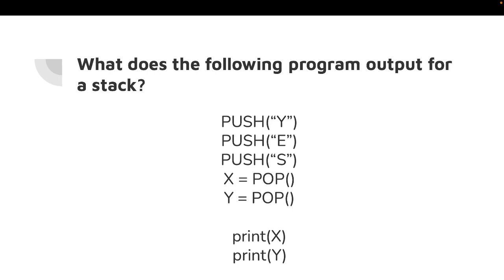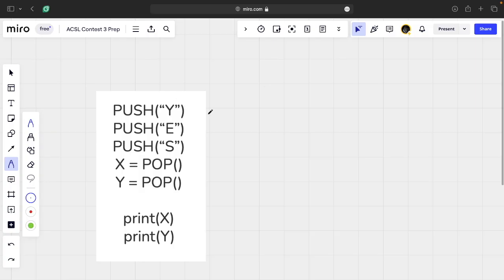What does the following program output for a stack? For a stack, the first one is push Y, so we have a Y, and then we have an E, which for a stack and queue goes to the top, and then finally S. So this is what the stack would look like. Oh, I'm sorry, there's a Y there instead of an S. So this would be what the stack looks like.